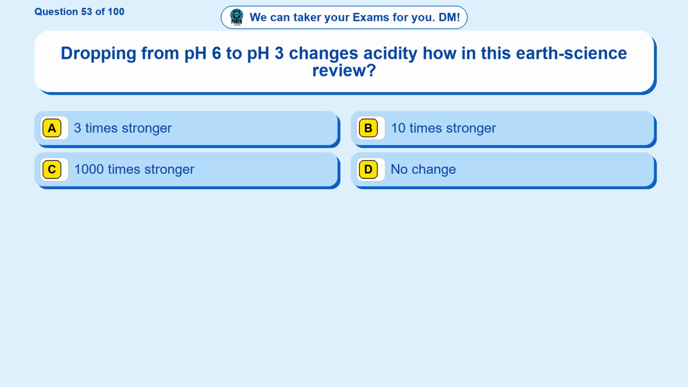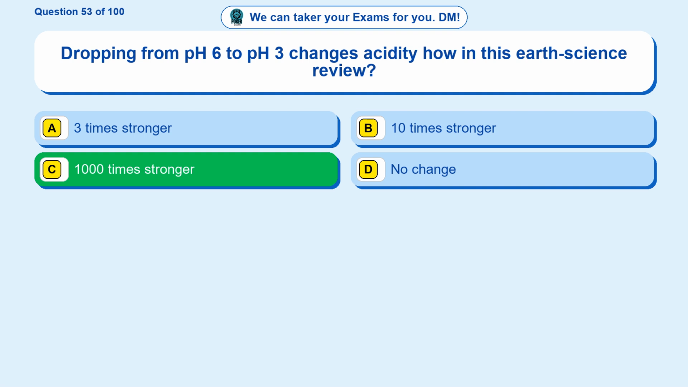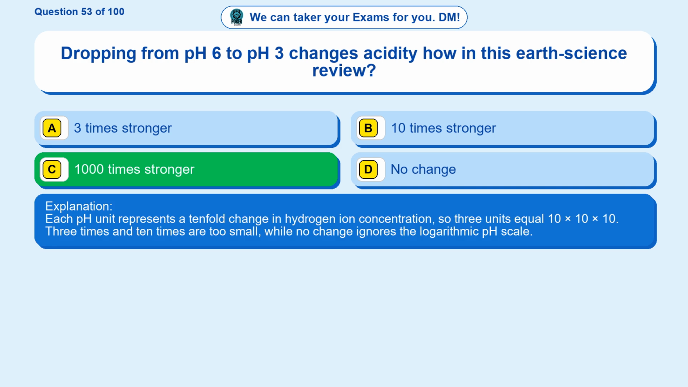Question 53. Dropping from pH 6 to pH 3 changes acidity how in this earth science review? Option A 3 times stronger. Option B 10 times stronger. Option C 1000 times stronger. Option D. No change. The correct answer is option C. 1000 times stronger. Each pH unit represents a 10-fold change in hydrogen ion concentration, so 3 units equal 10 times 10 times 10. 3 times and 10 times are too small, while no change ignores the logarithmic pH scale.